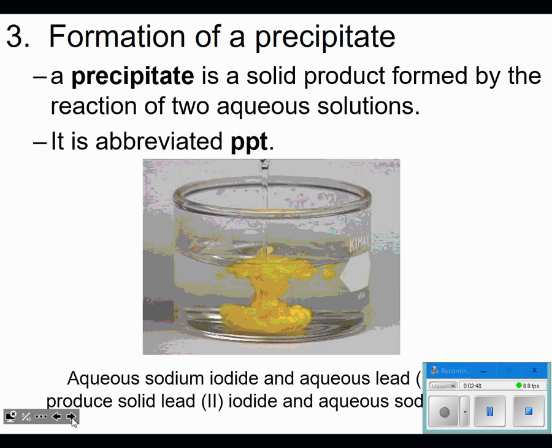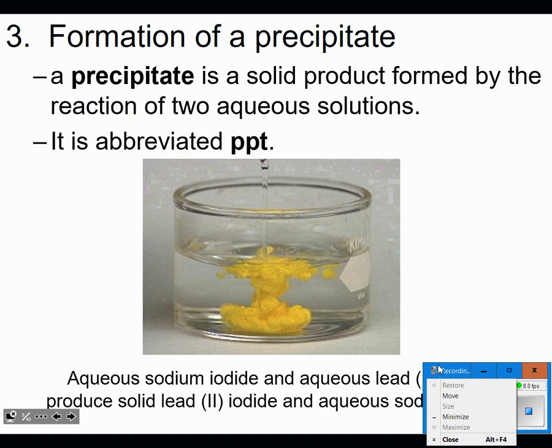And so here we have an aqueous sodium iodide solution and an aqueous lead chloride, I think. I hate to move this because once I move it, it starts being weird. But when you put the two solutions together, it creates this solid lead iodide, which is this yellow color. And I believe it's sodium chloride, so it ends up being just a salt solution as well.